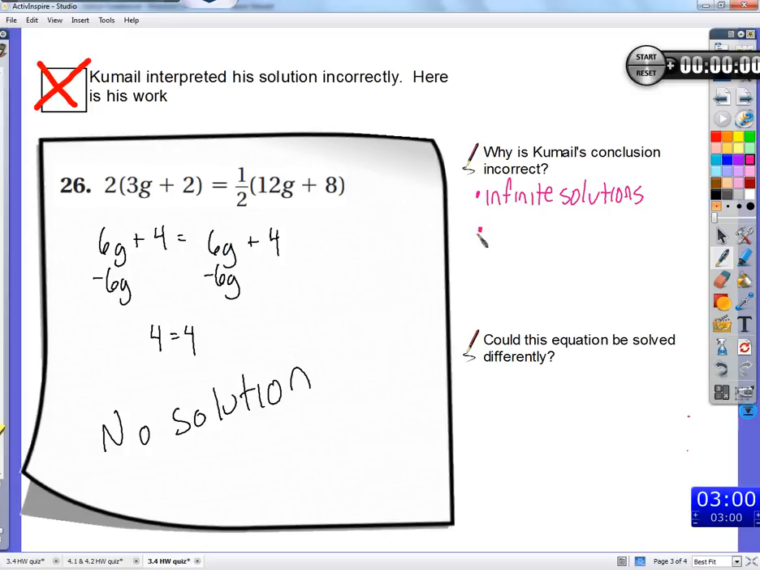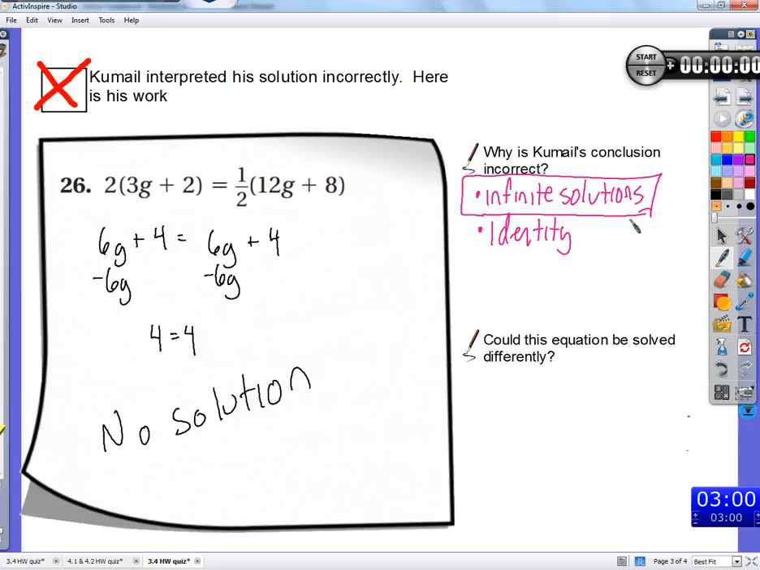What is the word the book uses for this situation? Identity. I don't really like this word. It doesn't really convey what's going on. What we're looking for is a solution, whatever you would plug in for G that would make it equal on both sides. But anything works, so I like this more. This makes more sense to me. I'm sure later in the book and in Algebra 2, pre-calculus and calculus, we talk about there being infinite numbers of solutions.